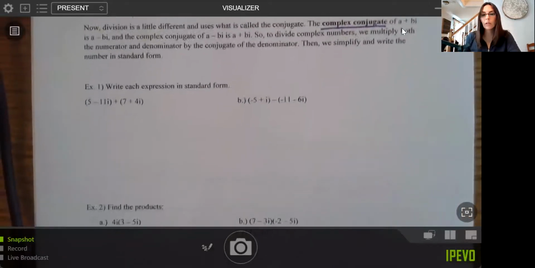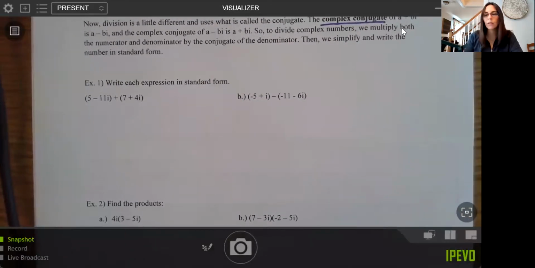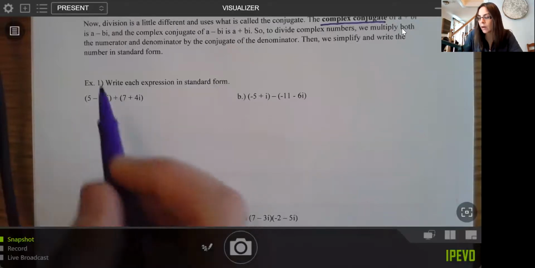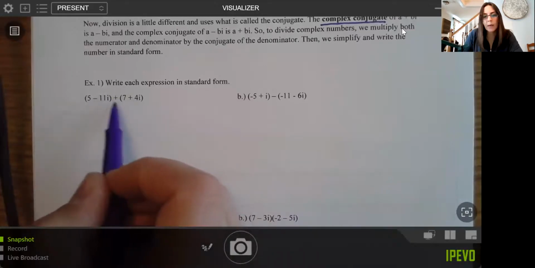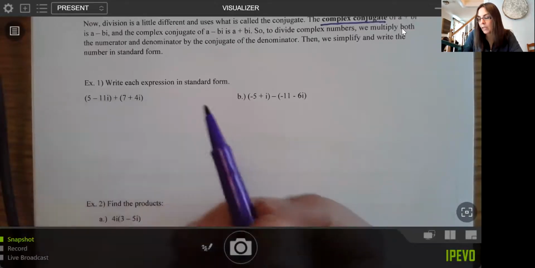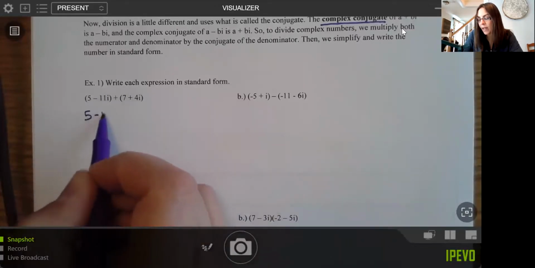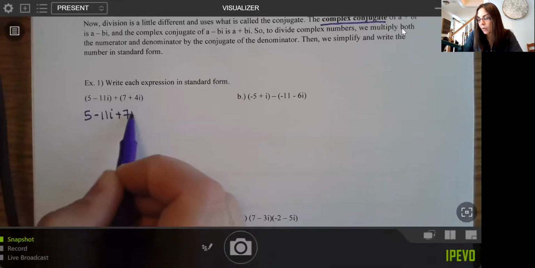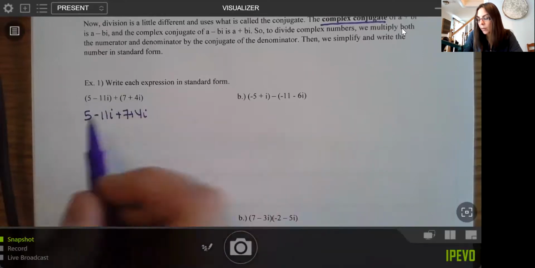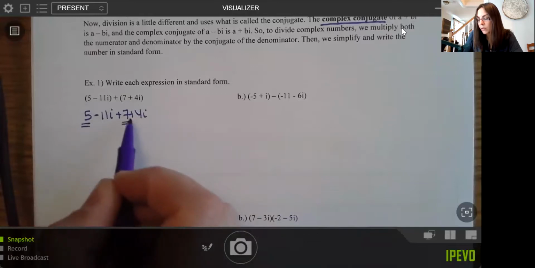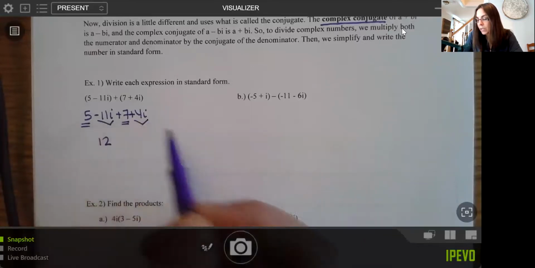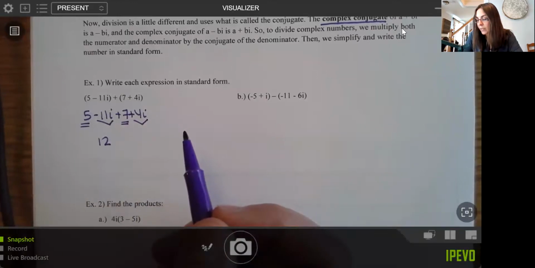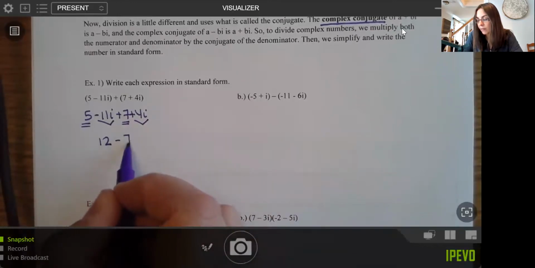All right, let's start with the easier ones first, though. So adding and subtracting really just work very similar to combining like terms. So here I have my two complex numbers. I have a plus sign in the middle, so I don't really have to distribute that plus sign. It's really just 5 minus 11i plus 7 plus 4i. And then what you're going to do is combine your real parts, right? So 5 plus 7 is 12, and you're going to combine your imaginary parts. So what do we have here? Negative 11i plus 4i, so minus 7i.